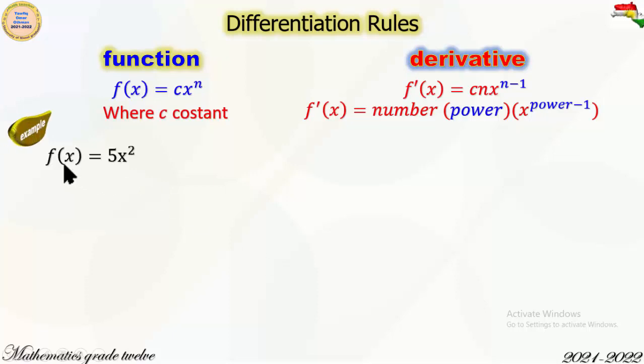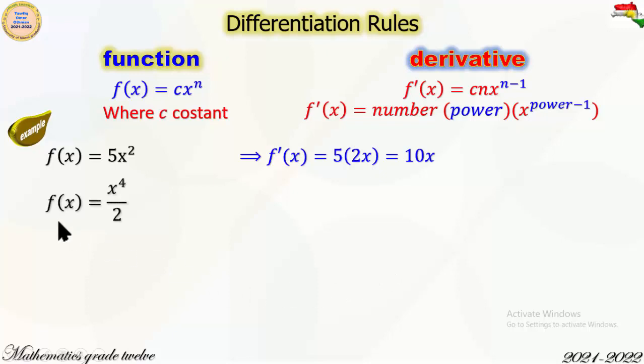For example, f of x is equal 5x squared. F prime of x is equal 5 times 2 times x, because 2 minus 1 is 1. 5 times 2 is 10. X, 2 minus 1 is 1. That means x to the power 1.